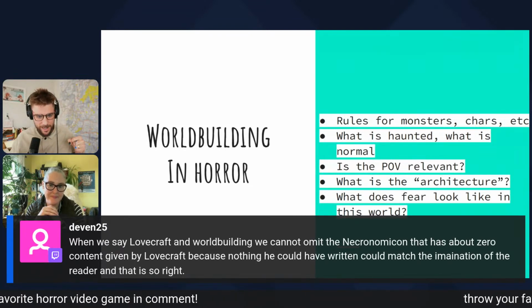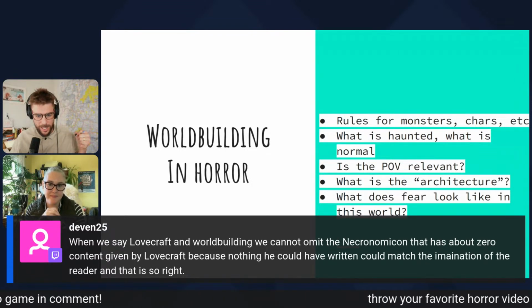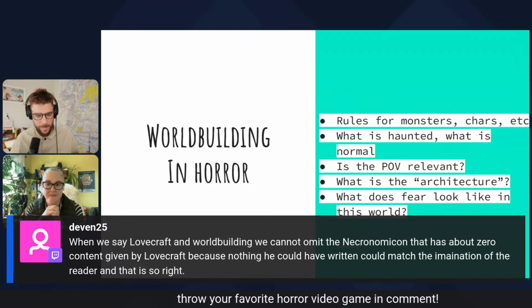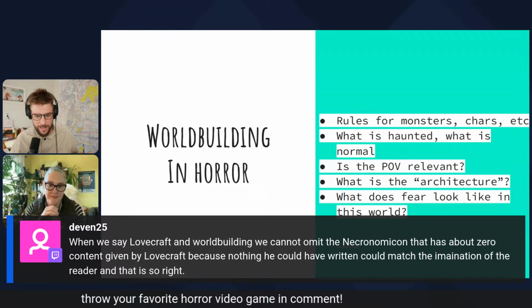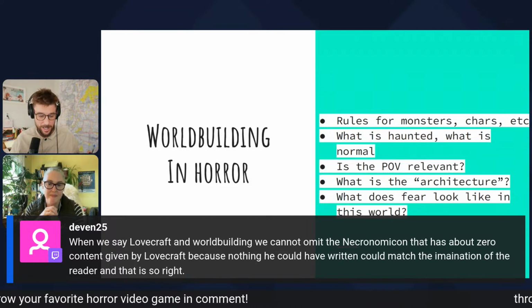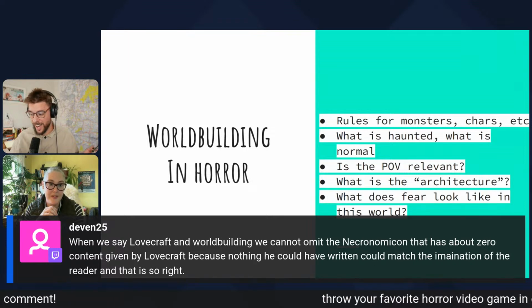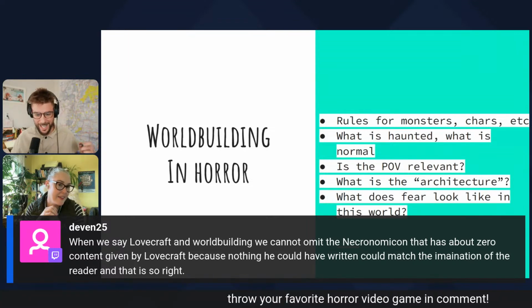Devin, when we say Lovecraft and world building, we cannot omit the Necronomicon, that has about zero content given by Lovecraft because nothing he could have written could match the imagination of the reader. And that is so right. I love this. Fun fact about the Necronomicon.